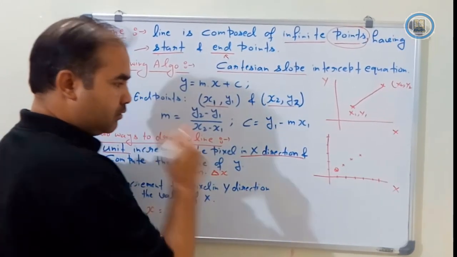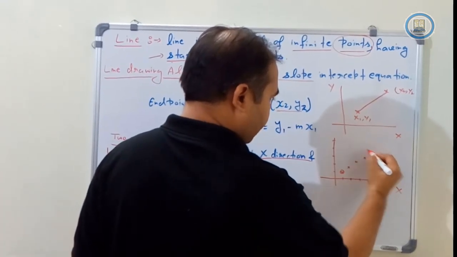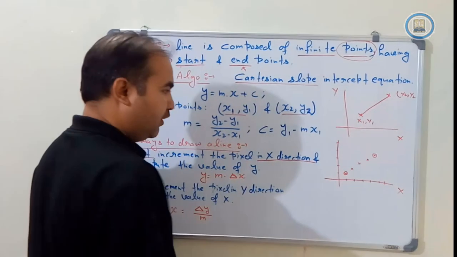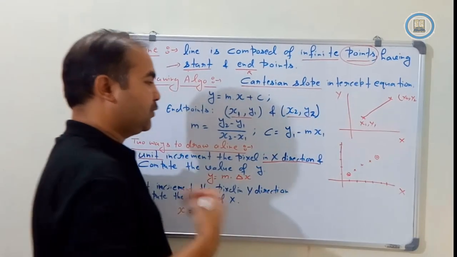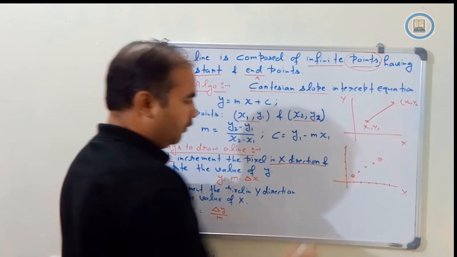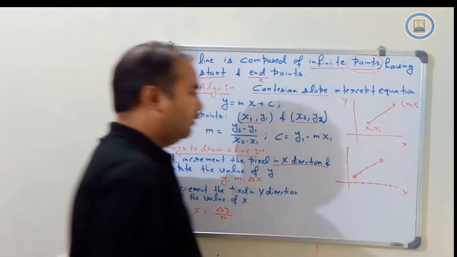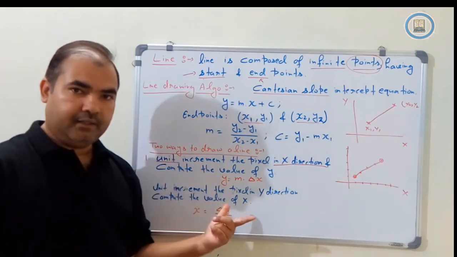We increment one unit and compute the value of y with the help of m. Finally, when you reach the end point, that is your start and end point, we need to stop. This is our final or stopping point. Now you can connect these points and you will get the required line.